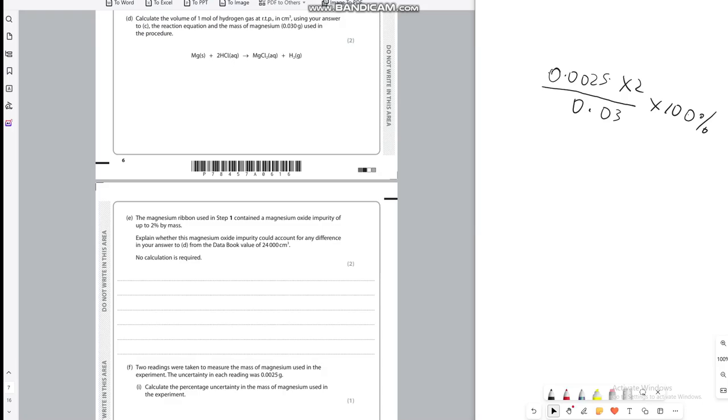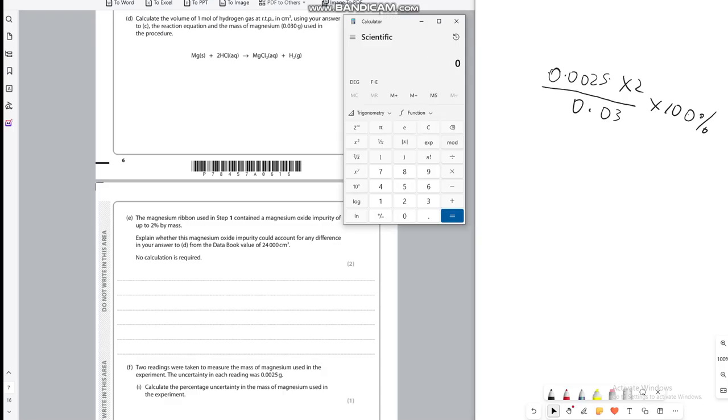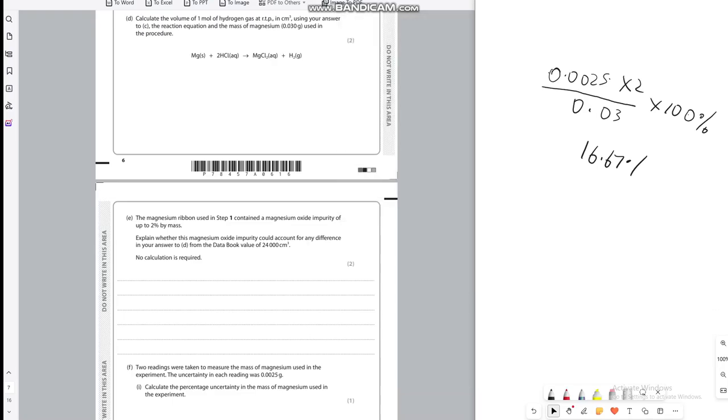So we'll enter it on the calculator and see what answer we get. 0.0025 multiplied by 2, divided by 0.03, multiplied by 100. The answer I'm getting is 16.666. When I round off to 2 decimal places, I can write 16.67%. Alright, we'll move to the next part of the question.